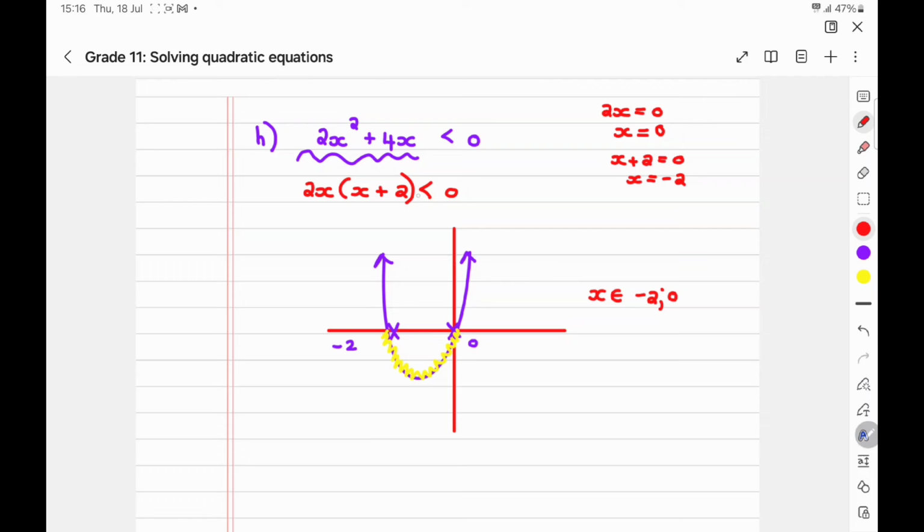And then are we going to include it? Was there a little stripey originally? No. So it's going to be 2 soft brackets or round brackets. Okay, so please people make sure that with the quadratic inequality, you draw your parabola.